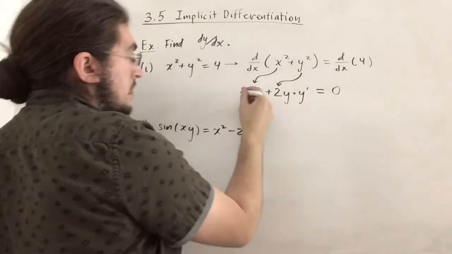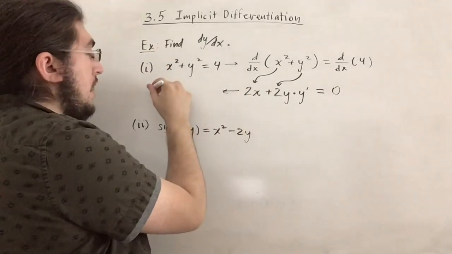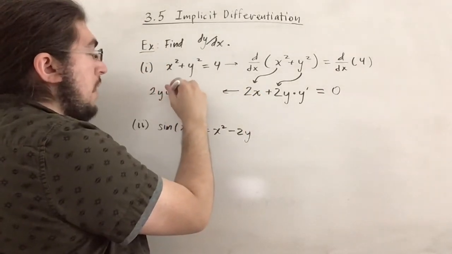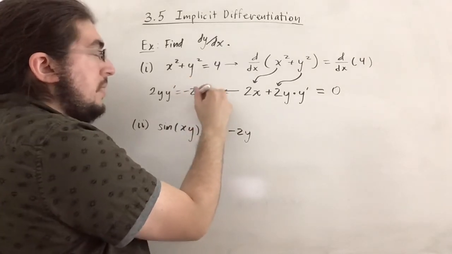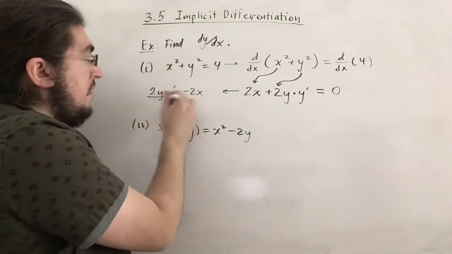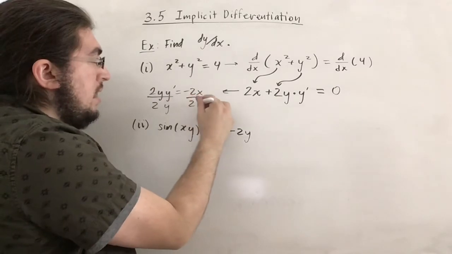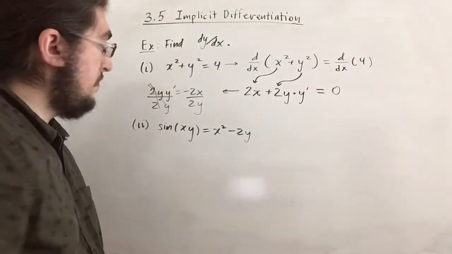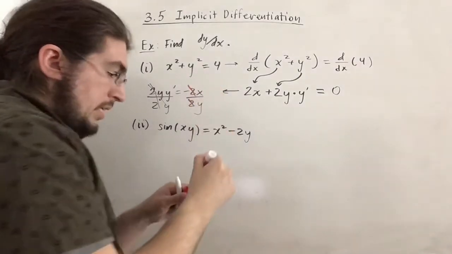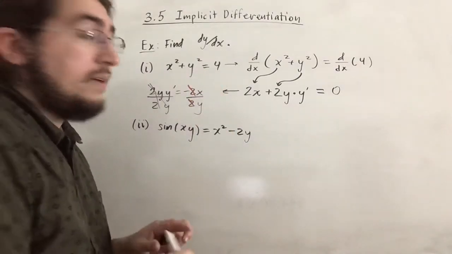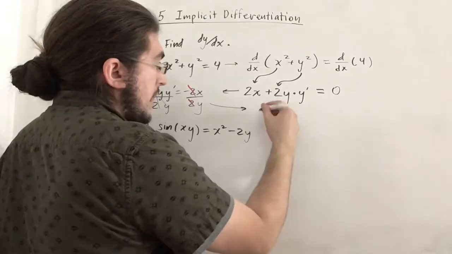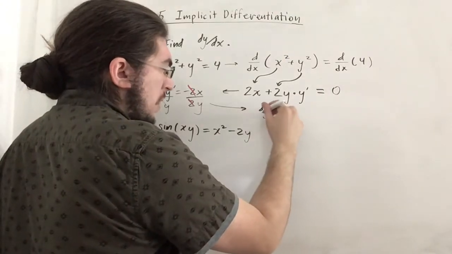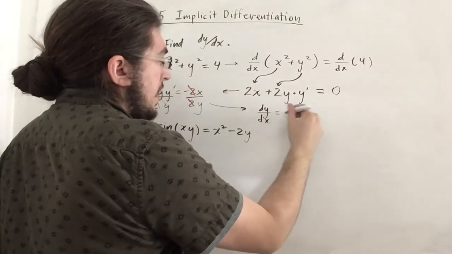Subtracting 2x will give us 2y y prime equals negative 2x, by subtracting 2x to the right. And then finally dividing by 2y, well, the 2's cancel. And we just get y prime is equal to negative x over y, in fact. So we get y prime, which I'll now write as dy over dx, is equal to negative x over y.